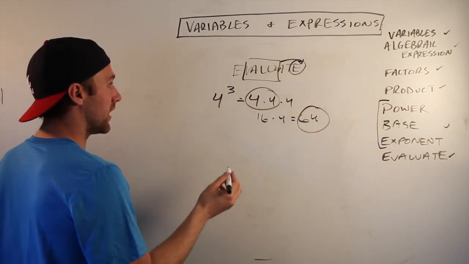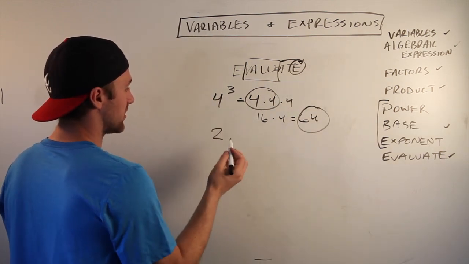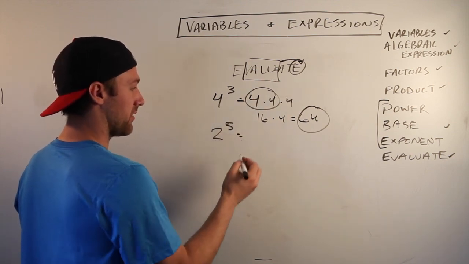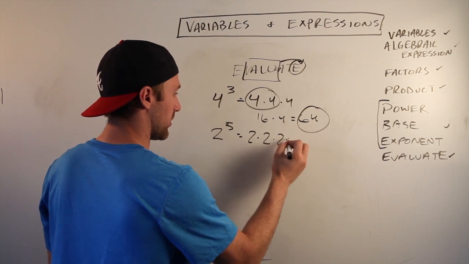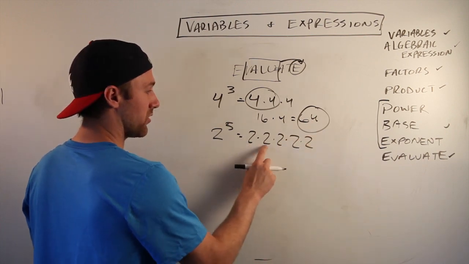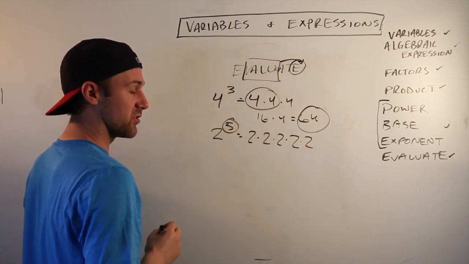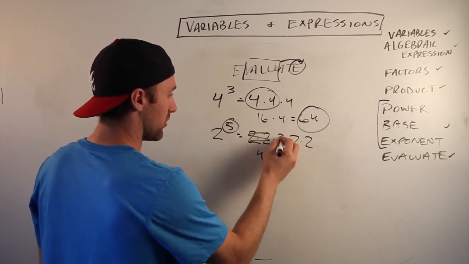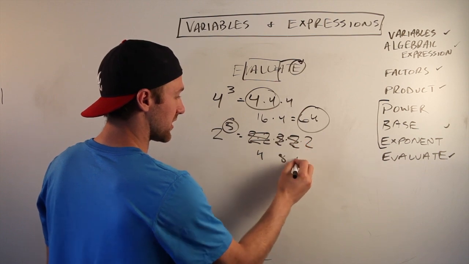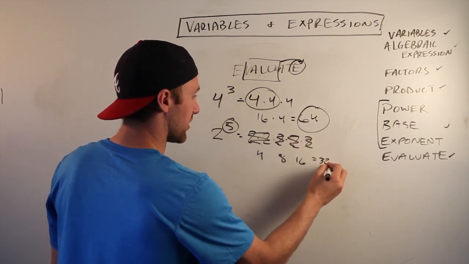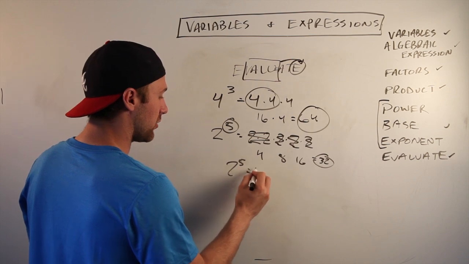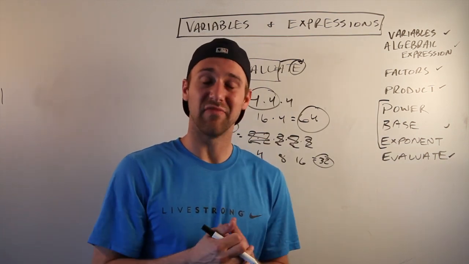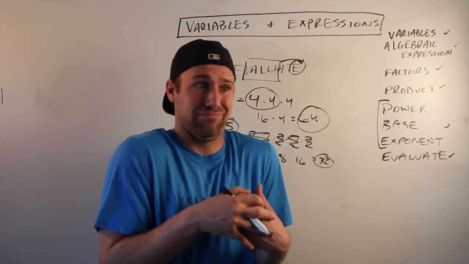Let's say we did 2 to the 5th power. That would be 2 times 2 times 2 times 2 times 2. 1, 2, 3, 4, 5. That's how many of those we need. So we do 2 times 2 is 4, times 2 is 8, times 2 is 16, times 2 is 32. So 2 to the 5th equals 32. I evaluated 2 to the 5th. And that's what evaluate means. Finding the value of something. That's the end.